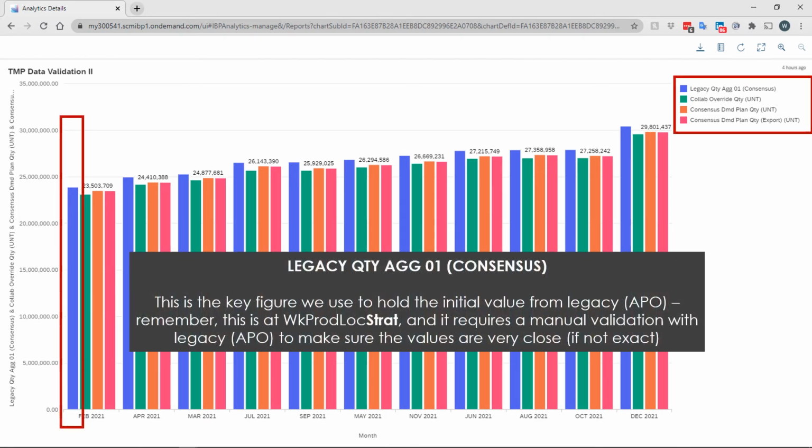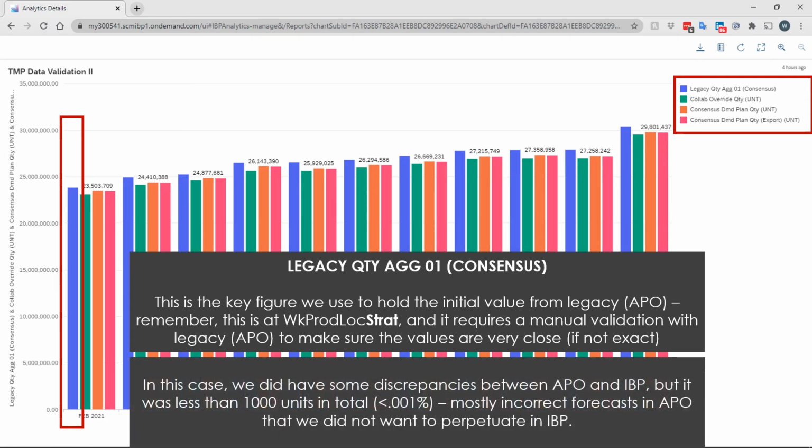Legacy quantity AG01 consensus. This is the key figure we use to hold the initial value from legacy APO. Remember, this is at weak prod loc strat, and it requires a manual validation with legacy APO to make sure that the values are very close, if not exact. In this case, we did have some discrepancies between APO and IBP, but it was less than 1,000 units in total, so less than 0.001%. Mostly incorrect forecasts in APO that we did not want to perpetuate in IBP.